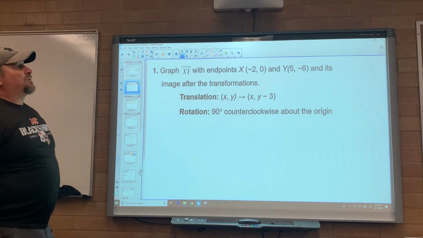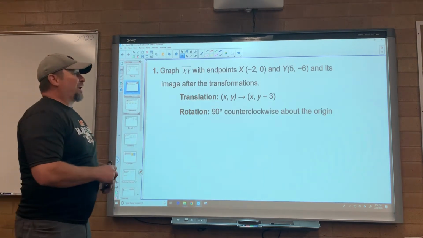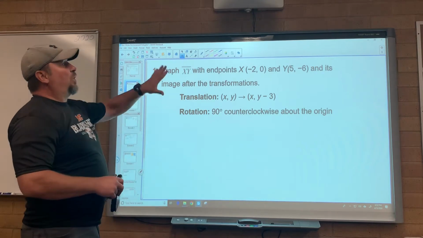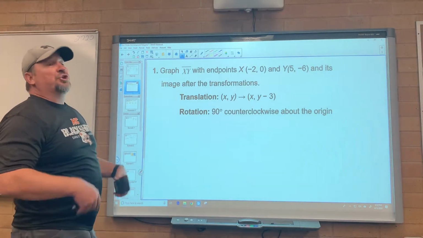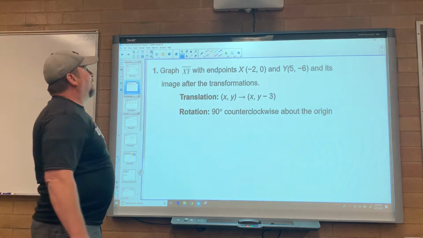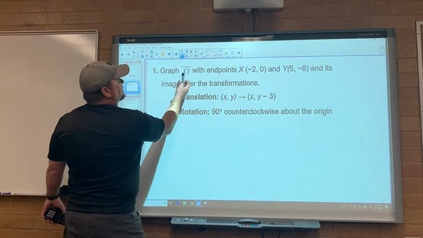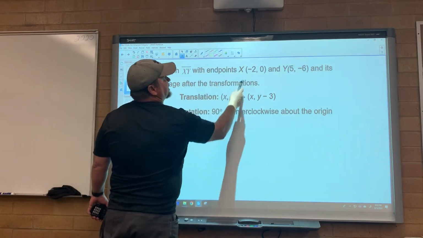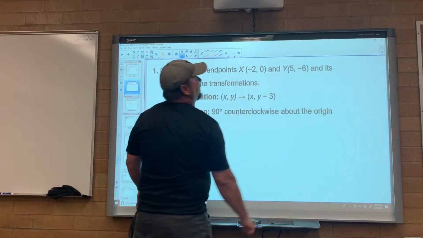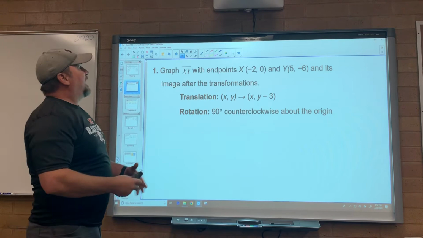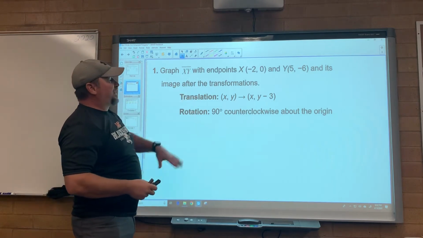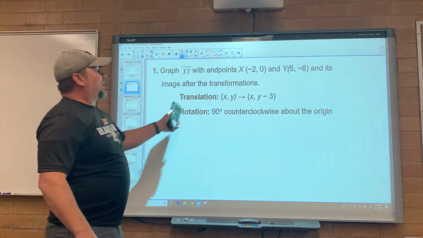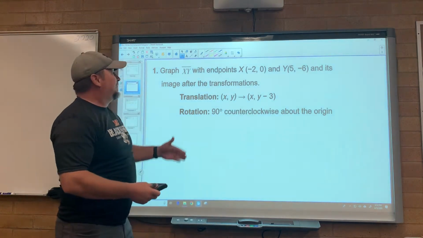This is a review problem as well. I'm not going to graph it, but I'm just going to walk you through how you would do this, and then you could graph the final answer. We're going to take this segment. So graph the segment XY with endpoints. So here's the points where they are, and it's going to be a graphed image after these two transformations. So I'm going to walk you through how to do this transformation, a slide transformation.